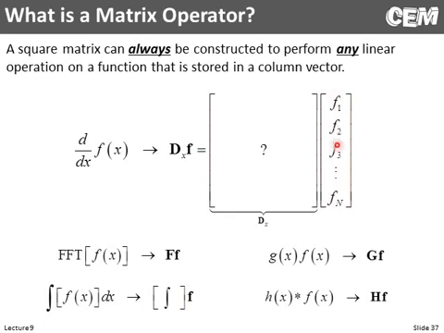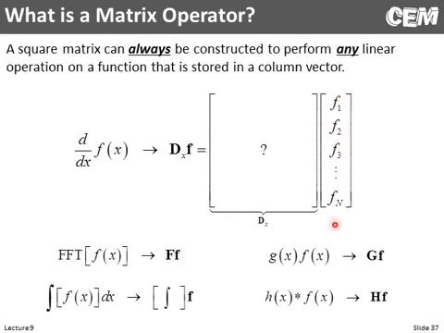Let's look at a column vector of our known function. So we have some function and all the points where we're storing the values. Now we want to do some linear operation to that function. In this case, we're going to be doing derivatives. So the question is, what big square matrix would I multiply this column vector by so that I get another column vector that, if I plotted it, I would have the derivative of this function?